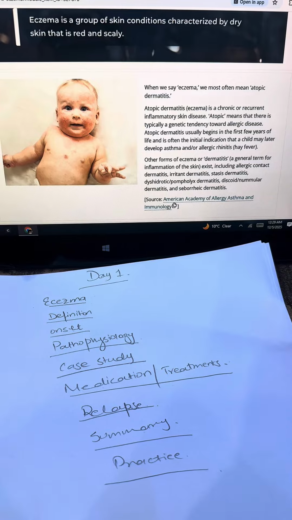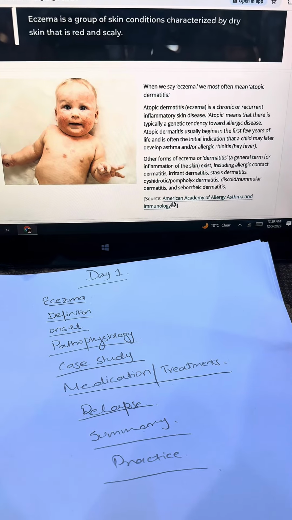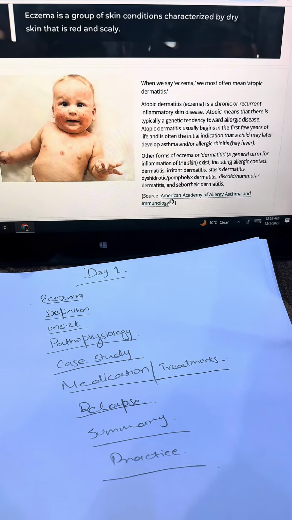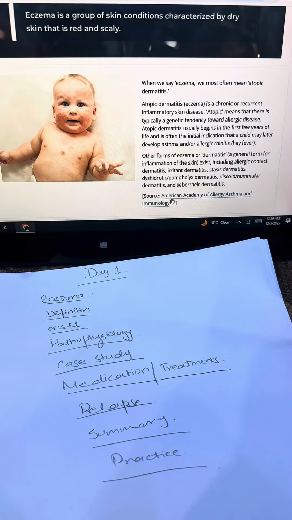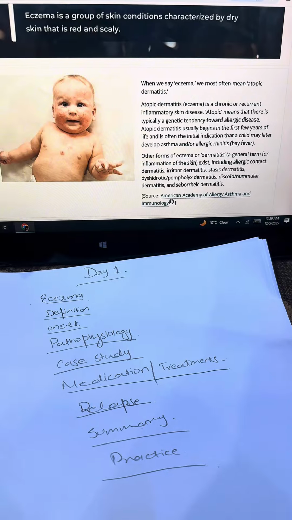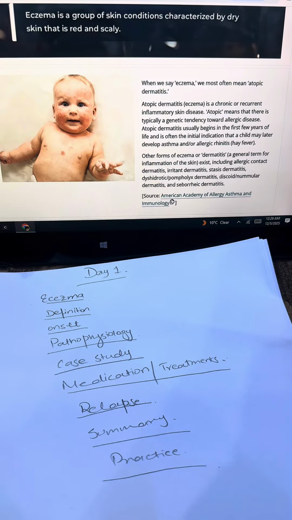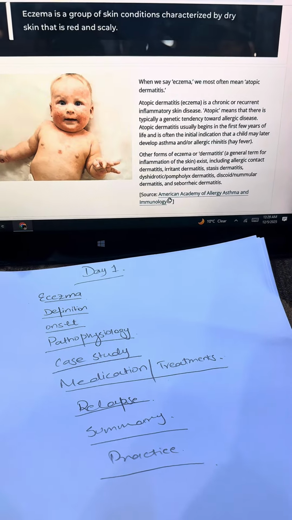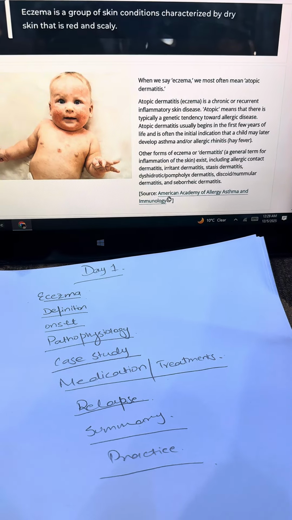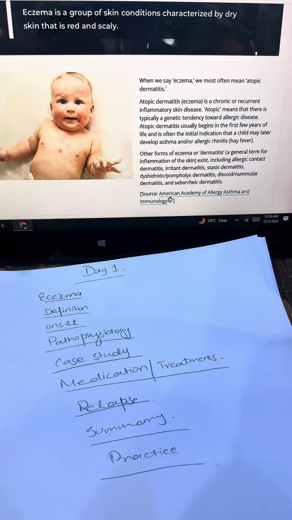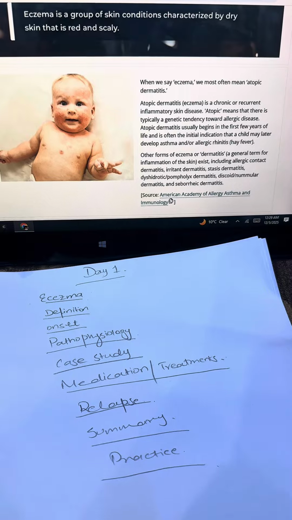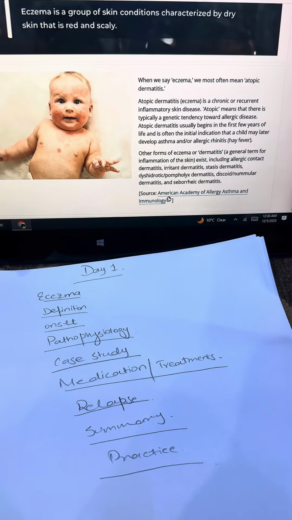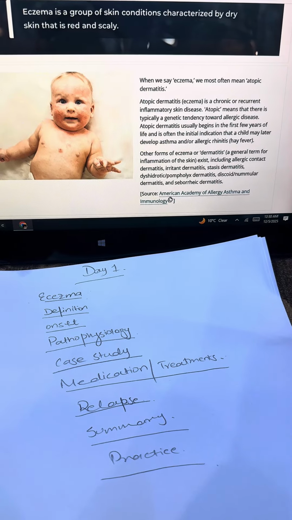Atopic dermatitis or eczema is chronic, meaning it takes more than 3 to 6 weeks, and it is a recurrent inflammation of the skin. Atopic means there is typically a genetic tendency towards allergic diseases. Atopic dermatitis usually begins in the first few years of life, and it is often the initial indication that a child may later develop asthma or allergic rhinitis, meaning hay fever.